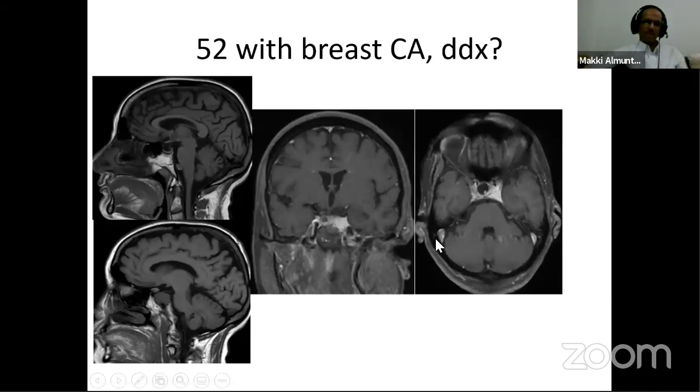This patient has a left cavernous sinus mass, which is homogeneously enhancing. It's similar to the previous case I showed you. So is it meningioma? We need clinical information. Looking at the clinical information, the patient is 52 years old and has breast cancer. So you should consider metastasis here. And this is metastatic breast cancer in the left cavernous sinus.